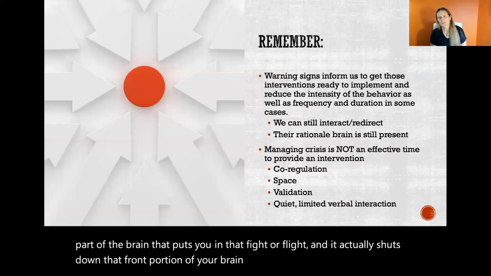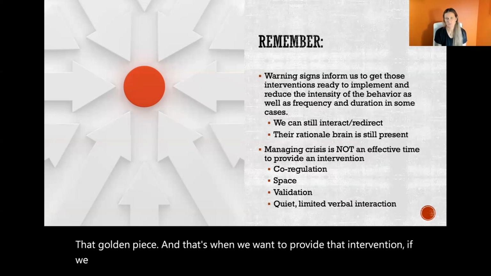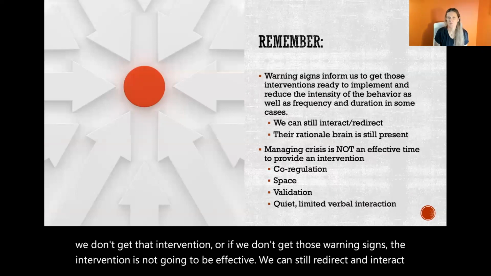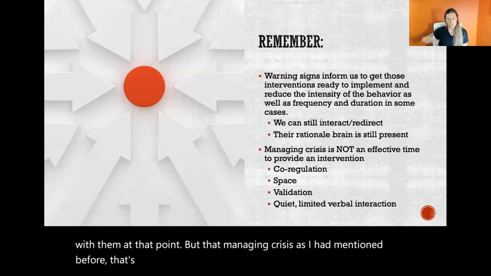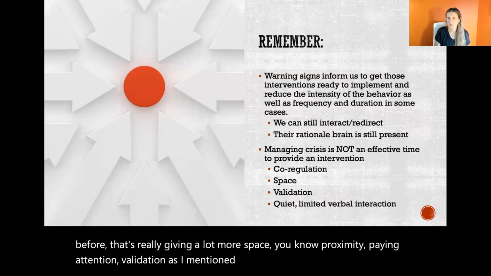Okay, so remember, warning signs are really that golden piece, and that's when we want to provide that intervention. If we don't get those warning signs, the intervention is not going to be as effective. We can still redirect and interact with them at that point, but managing crisis, as I mentioned before, is really giving a lot more space, proximity, paying attention, validation, and our co-regulation skills.